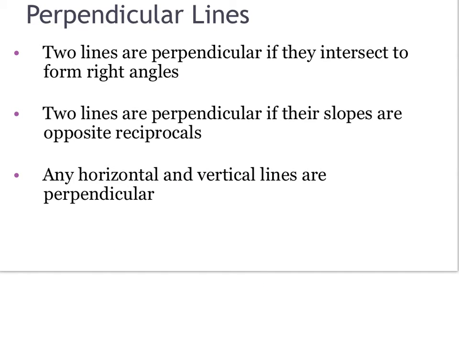When we talk about parallel lines, it only makes common sense to talk about perpendicular lines. Remember that two lines are perpendicular if they intersect to form right angles. If two lines are perpendicular, then their slopes are opposite reciprocals. Any horizontal and vertical lines are perpendicular. The big one to remember here is if two lines are perpendicular, their slopes are opposite reciprocals.